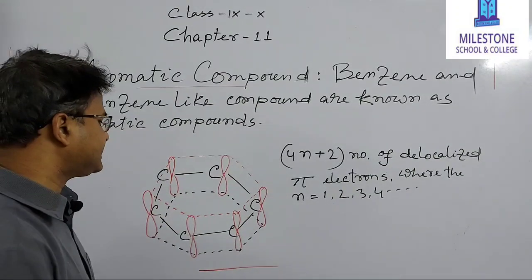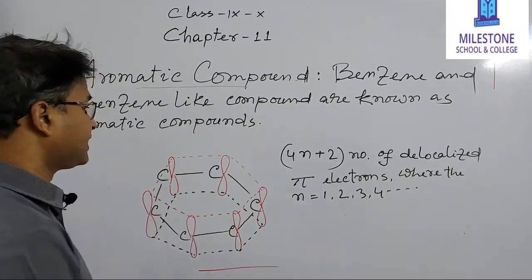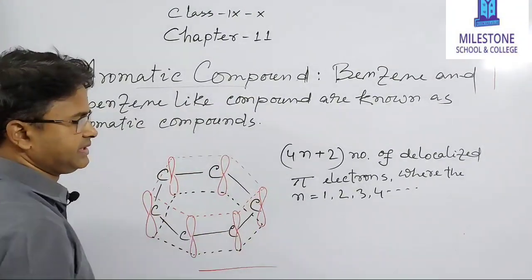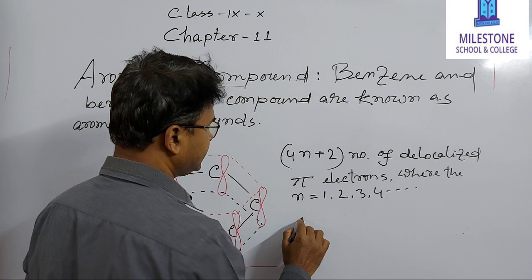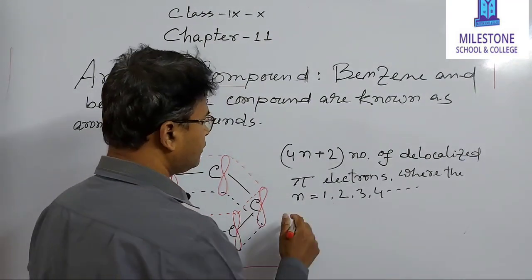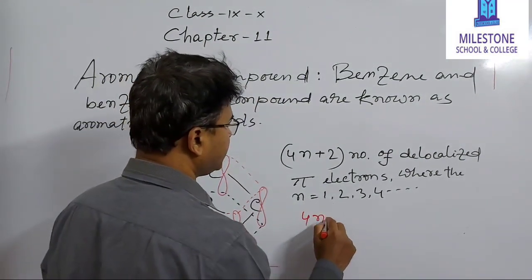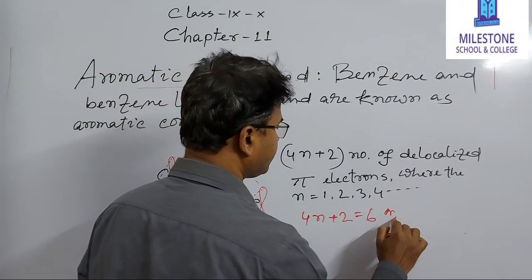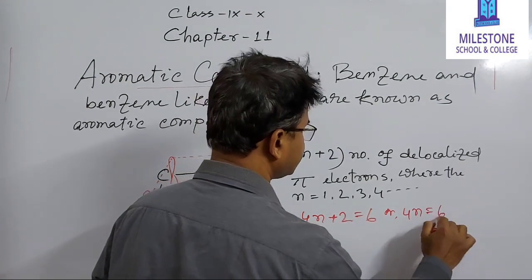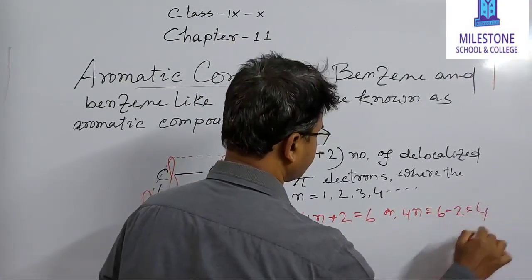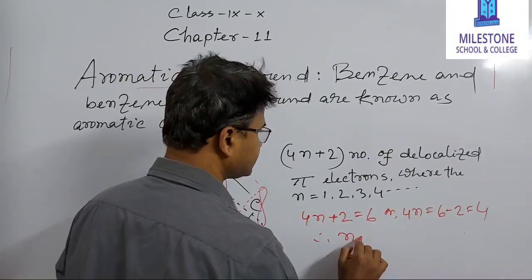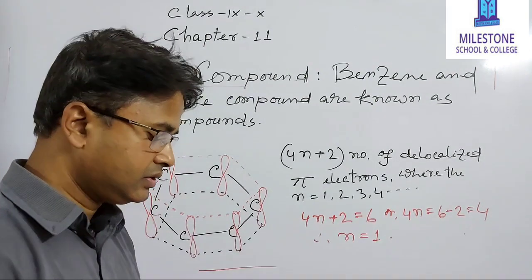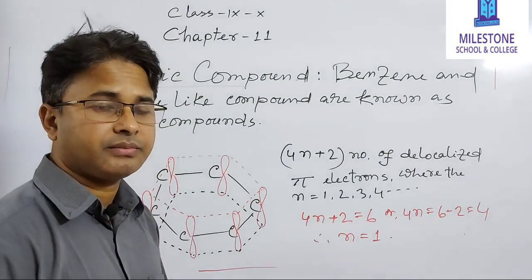Suppose you consider benzene contains 6 pi electrons, 1, 2, 3, 4, 5, 6 pi electrons. That's why I can write here 4n plus 2 is equal to 6, or 4n is equal to 6 minus 2 is equal to 4. So n is equal to 1. As the value of n is a whole number, so benzene is an aromatic compound.